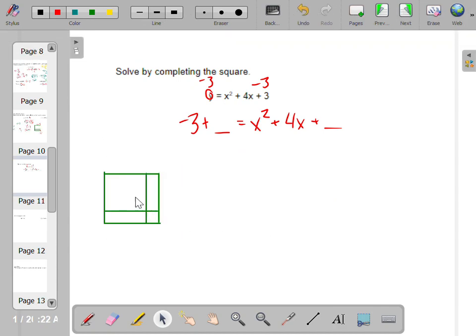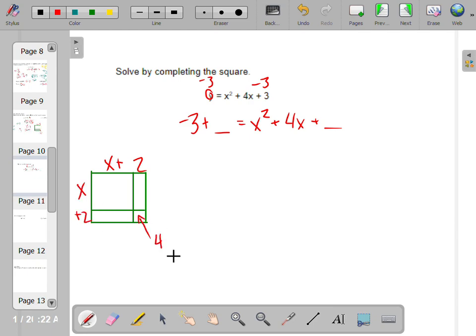Okay, so I'm going to complete the square on the right side the same way I did there. X plus half of 4 is 2, and that means the corner here, it's x plus 2 by x plus 2, the corner is 4. If I want this to be a perfect square, I need to add 4, but you can't add 4 to one side, you need to add 4 to both sides. On the left side, 4 minus 3 is 1. On the right side, that is factorable, but I don't actually need to factor it because the dimensions are x plus 2 and x plus 2, that's x plus 2 squared.